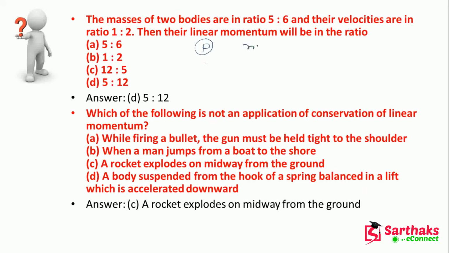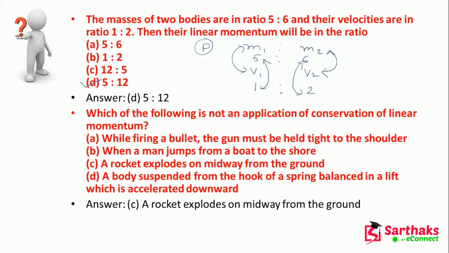Now, the masses of the two bodies, suppose M1 and M2. The masses of these two bodies are 5:6. Right? And the velocities, suppose V1 and V2. These velocities are 1:2. Now, what is the momentum? Product of these two, right? That means the product of 5 and 1, so 5, and the product of 6 and 2, 12. So the result is 5:12.